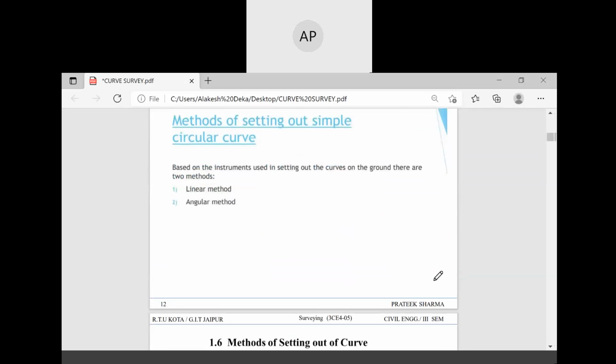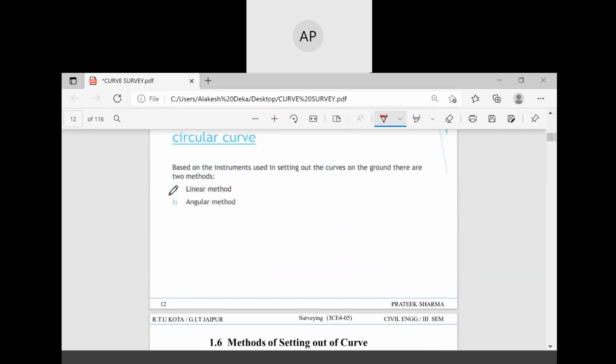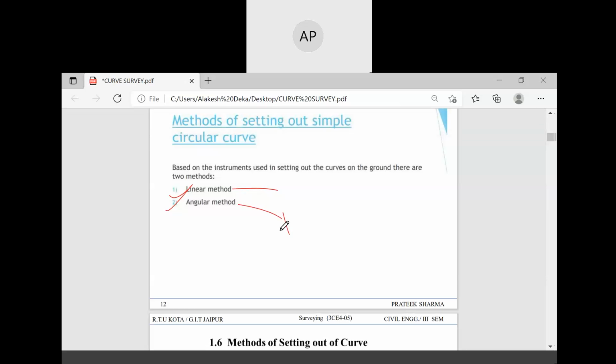Method of setting out curve. As I have already told you, there are two methods: one is the linear method, another is the angular method. In the linear method, we use chain and tape. In the angular method, we use chain and tape along with a theodolite.